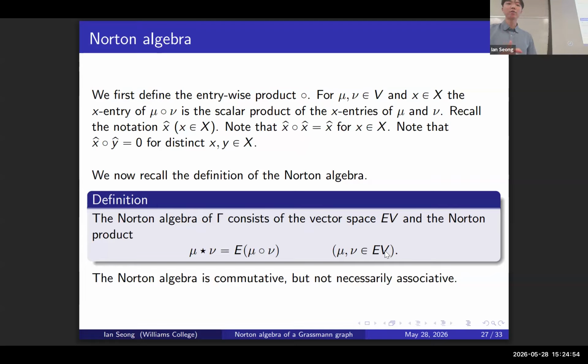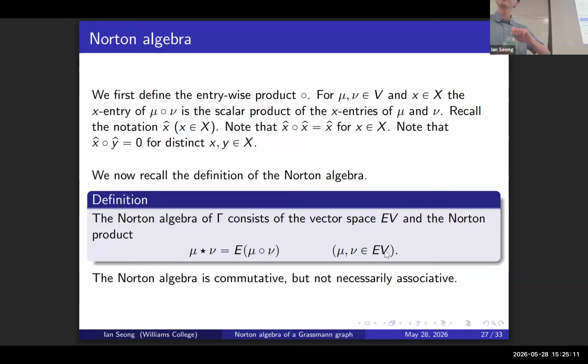Okay, now we recall the notation x hat, which was 1 in the x space and 0 for the others. We just note that if you take an entry-wise product between x hat and x hat, it's just itself. And for any distinct x and y, if we take the entry-wise product, then it's just going to be 0.